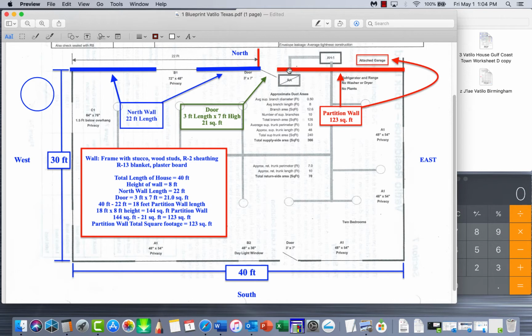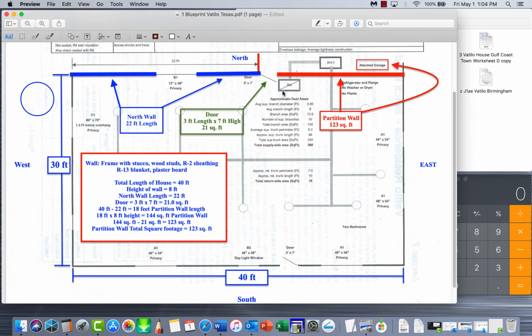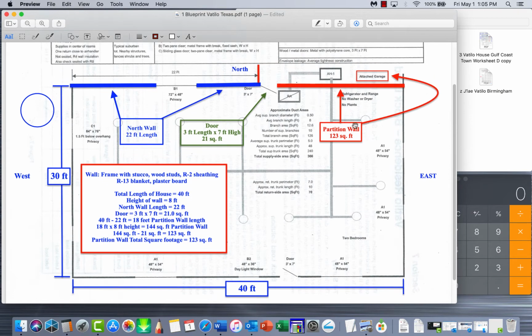Remember, the envelope of a house has to have a vapor barrier and it must be insulated. So we have a situation here where we have a car garage. Like I said, this is a partition wall. This will be considered a partition wall because we have an attached garage. A garage atypically is not a living space.